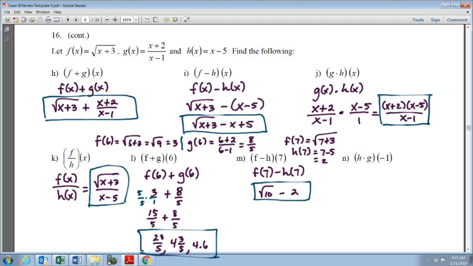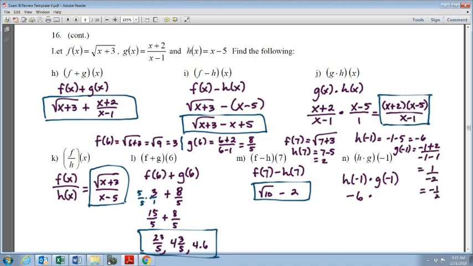And then the final one here, this will be h of negative 1 times g of negative 1. So h of negative 1, we're going to get negative 6. G of negative 1, we'll plug a negative 1 in here. And we're going to get negative 1 plus 2 over negative 1 minus 1. That's 1 over negative 2, or negative a half. And a negative times a negative is positive, and 6 halves make a whole, or make 3. 6 times a half, you should get 3.